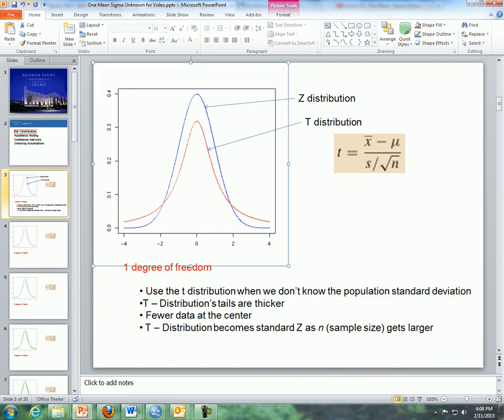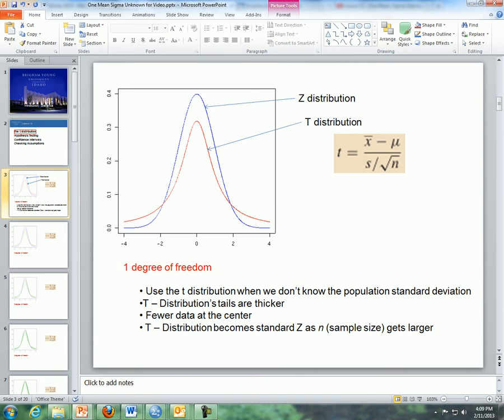Now if you compare the two different distributions, where the red curve represents the t-distribution and the z curve represents the z-distribution, notice here that for the t-distribution, the tails are thicker on both ends and the center is smaller. And the reason for that is that since the population standard deviation is unknown, we have more variability with possible results, and so we'll have more items on the extremes, on the tails.